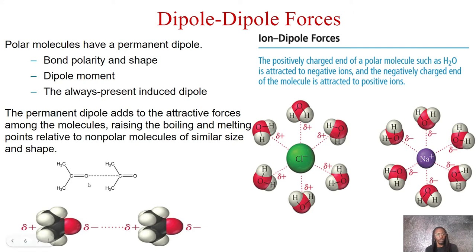This is acetone. Basically, what we see here is our carbon, but then we've got this double bond to an oxygen. So this is a polar molecule. And polar molecules always have a dipole moment. So we're always going to have a partial positive and a partial negative charge.